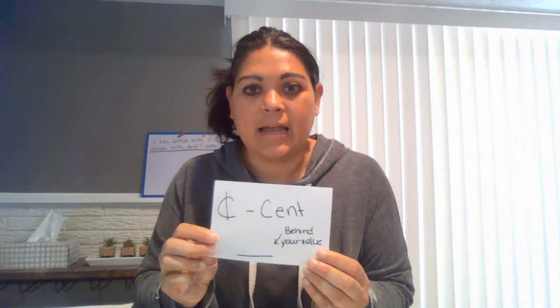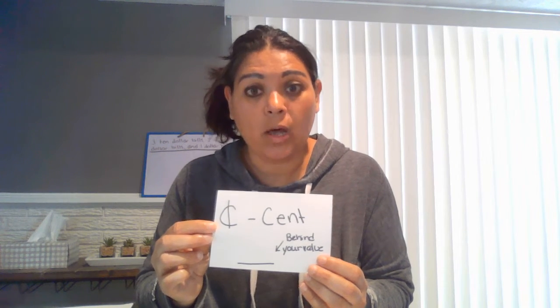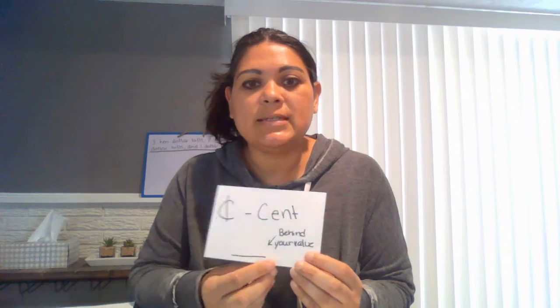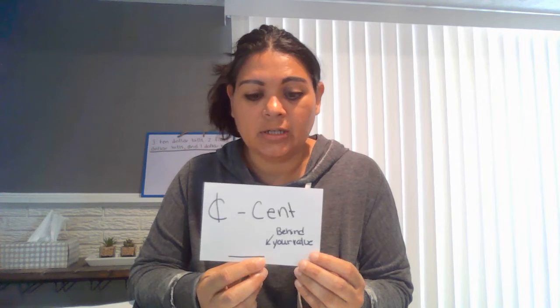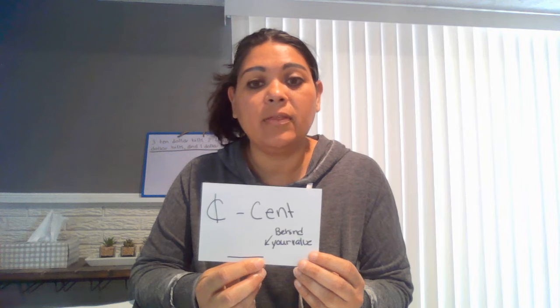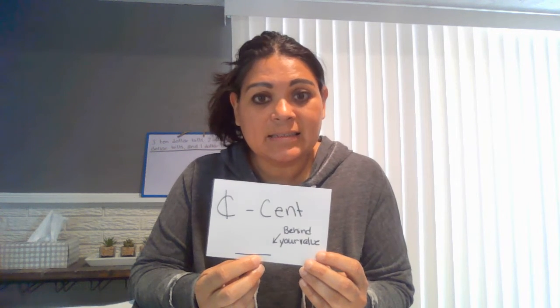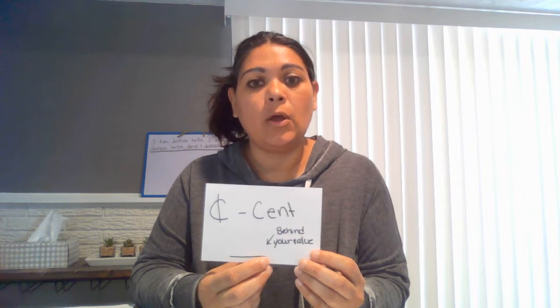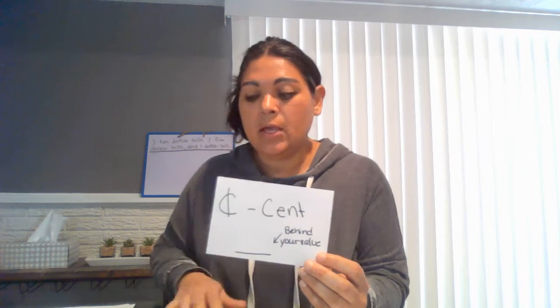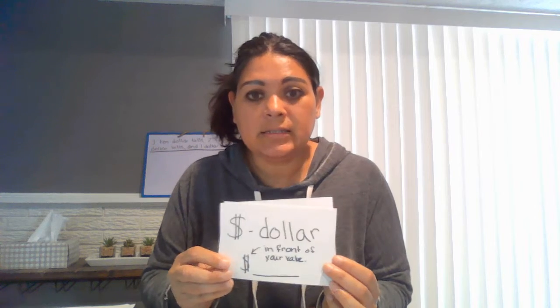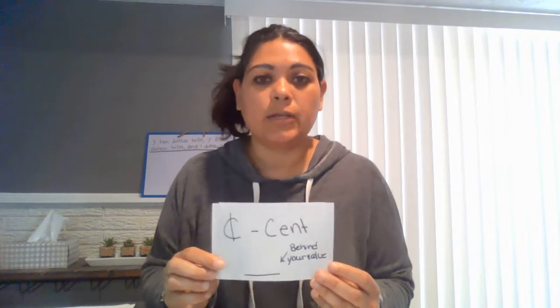The cent sign is just the C with 1 line through it. But if you notice, the cent sign goes after or behind the value that you're talking about. So if it's 39 cents, it's going to be 39 with a cent symbol behind it. So the dollar sign goes in front of your value, the cent sign goes behind your value. Let's go ahead over the values of your coins.